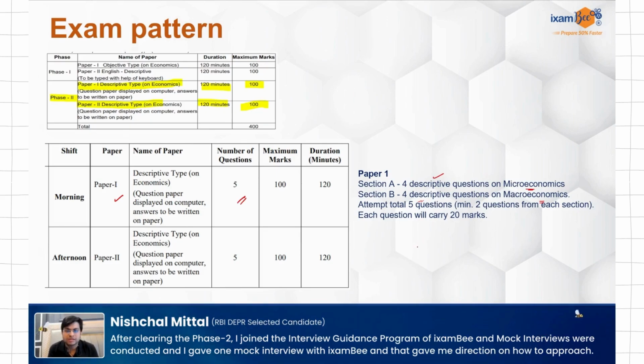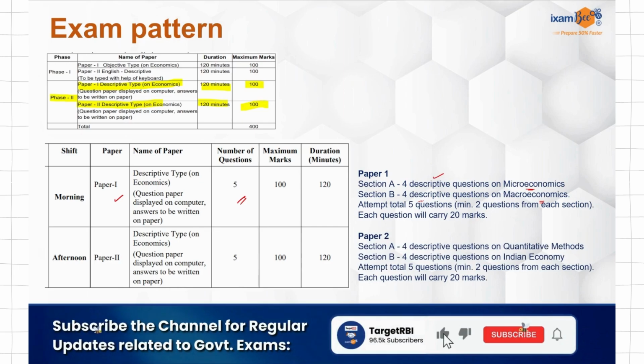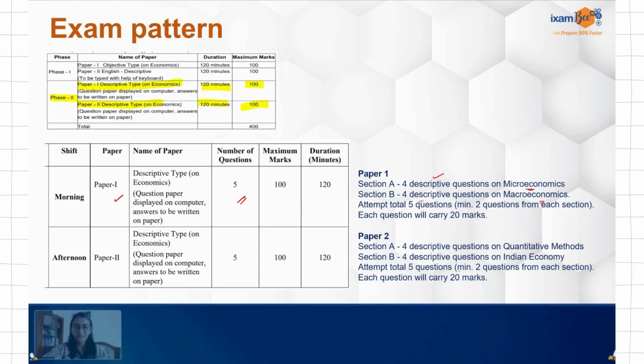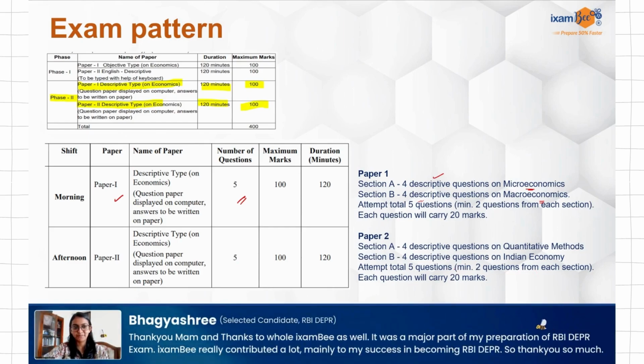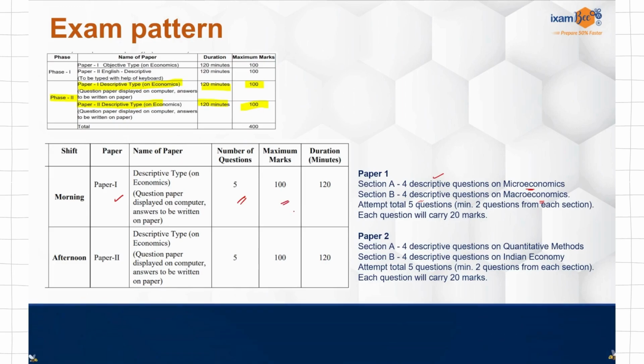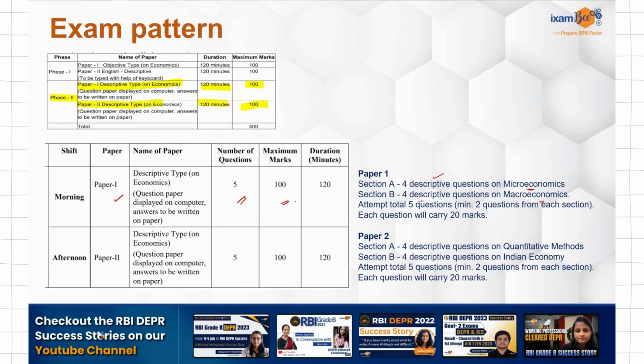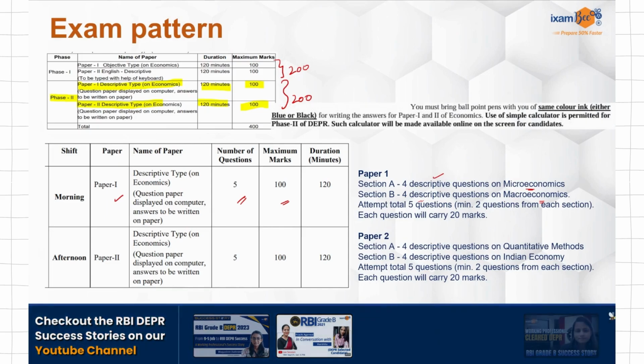Very similar in paper 2 also, there will be 2 sections, one on your quantitative methods of economics and the other your Indian economy. Again, 4 questions each, and you will have to attempt at least 2 from each section with a total of 5 questions to be attempted, right? Time will be sufficient. You will have 2 hours for each of the papers, and 100 marks is the maximum you can score. So this phase is also of 200 marks, and your phase 1 was also of 200 marks, right? So that we have understood the exam pattern.